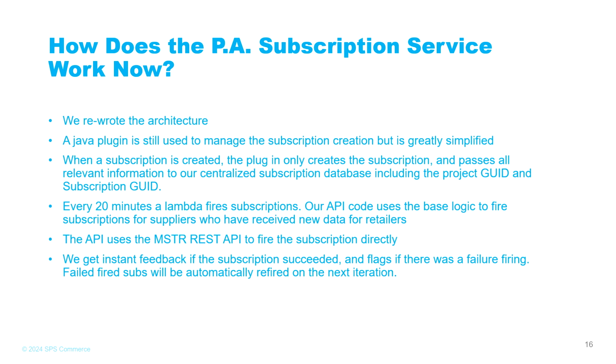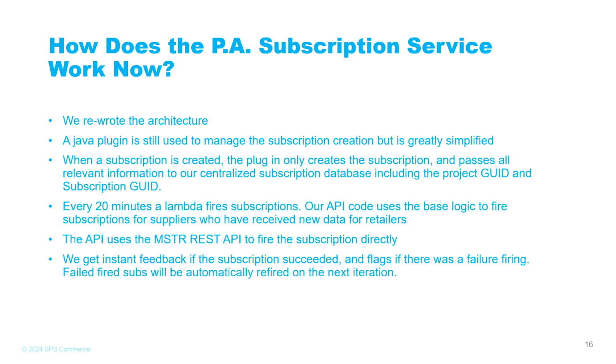Now, when we were re-architecting this, we didn't initially think REST API. But using the SDK, you cannot fire a subscription directly. You have to build the event that has the schedule, that has the subscription. Now here, we have an endpoint that we pass in the project GUID ID, the subscription GUID ID, and off it goes. And we know if that fired.